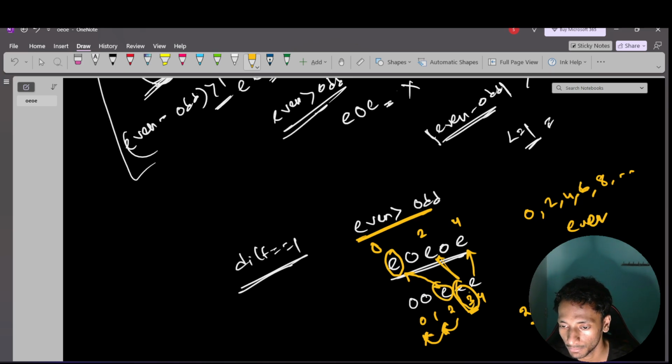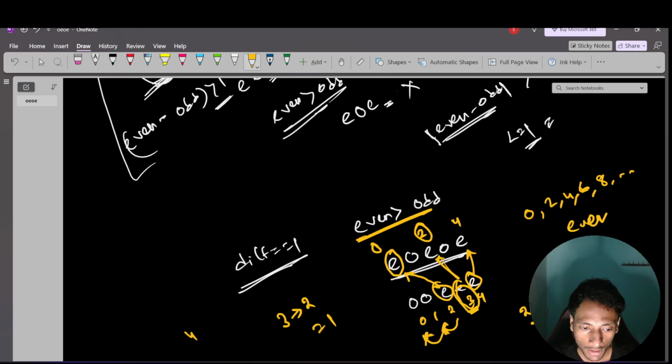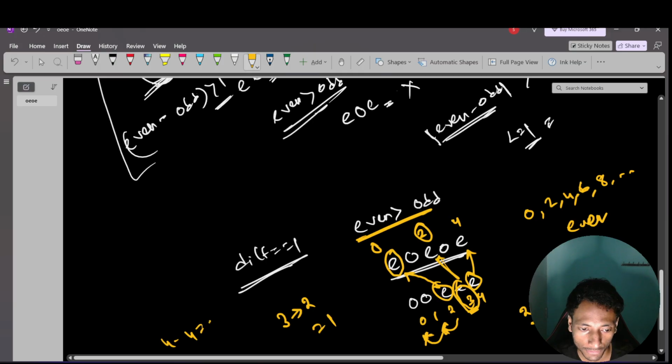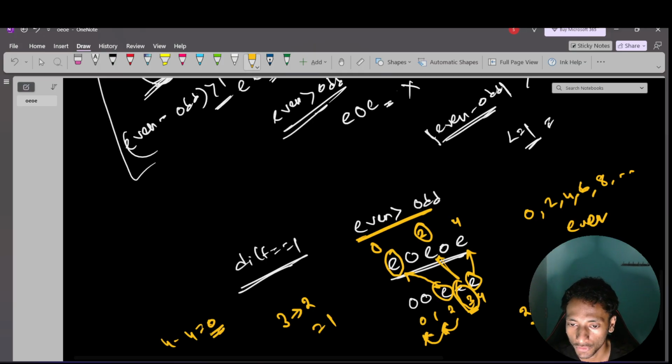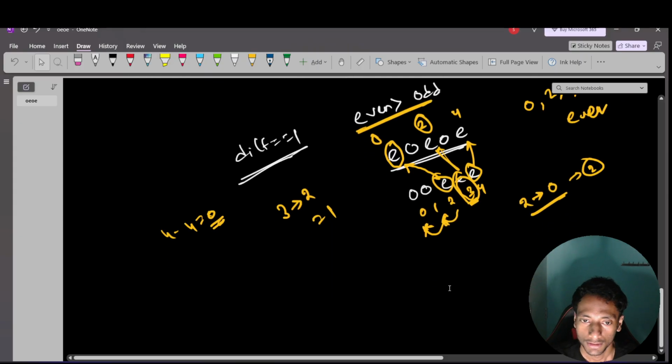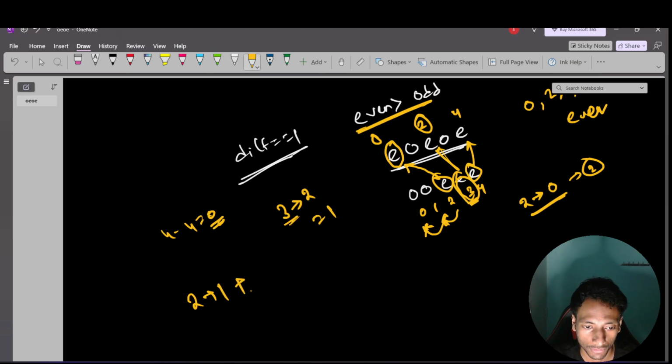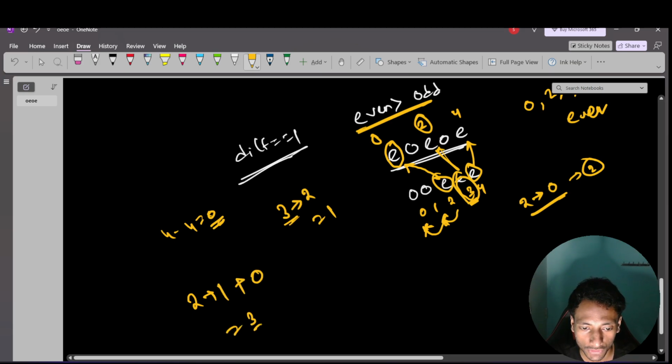Now this even is placed at its target position. The next even number is at index 3. What is the target place? 2. So 3 to 2. How many swaps are required? 1. The next even is at position 4. What is the target position? Also 4. 4 minus 4, the difference is 0, so 0 swaps are required. So how many total swaps are required? 2 for index 2 to 0, then 1 for index 3 to 2, and 0 for the last. Total 3 swaps are required.